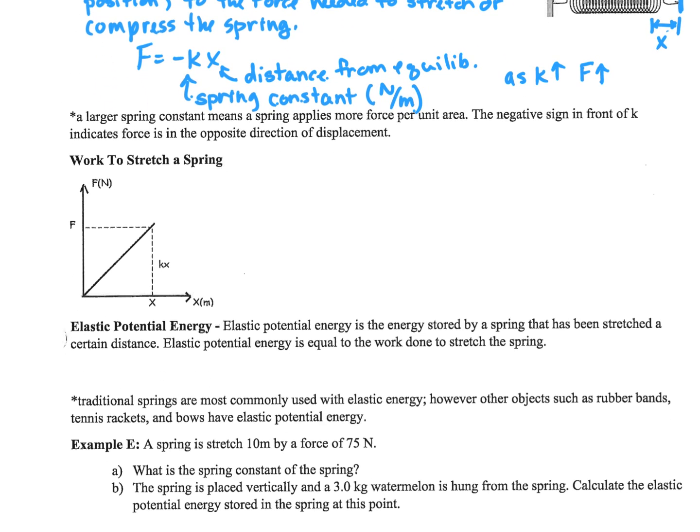Now, why is there a negative in front? Why is this negative there? Read what this says. The negative sign in front of k indicates the force is in the opposite direction of the displacement. What do you think that means? If you take a spring and you stretch it out, say to the right, and you let go, what direction is it going to go? It's going to move to the left. So the force actually wants it to move in the opposite direction of what it took to stretch or compress it to that length, x.